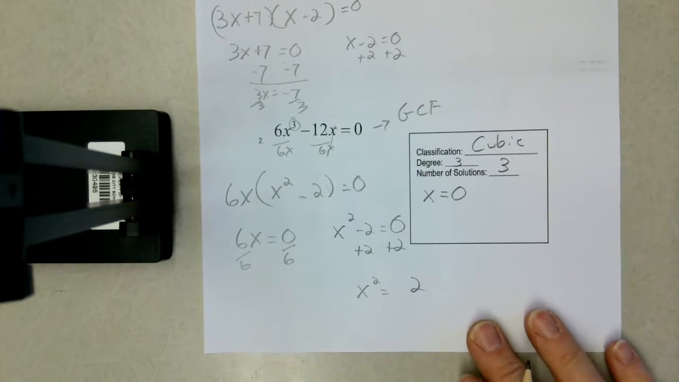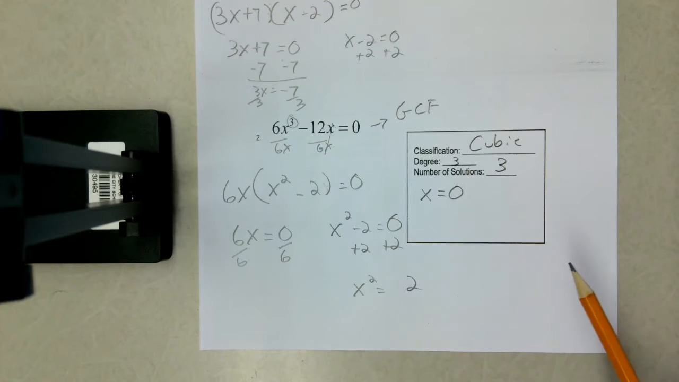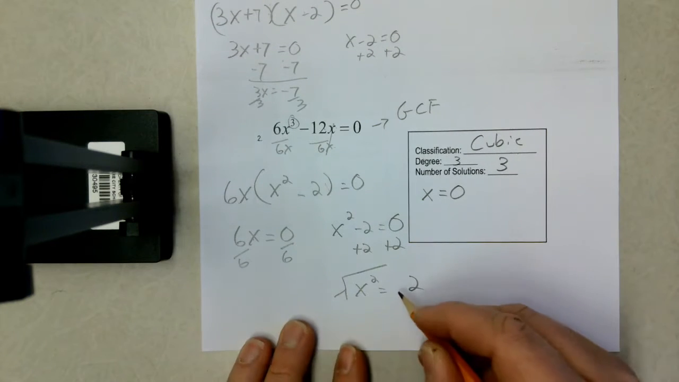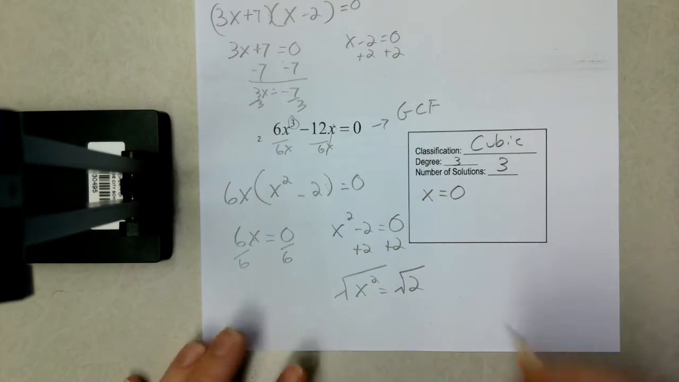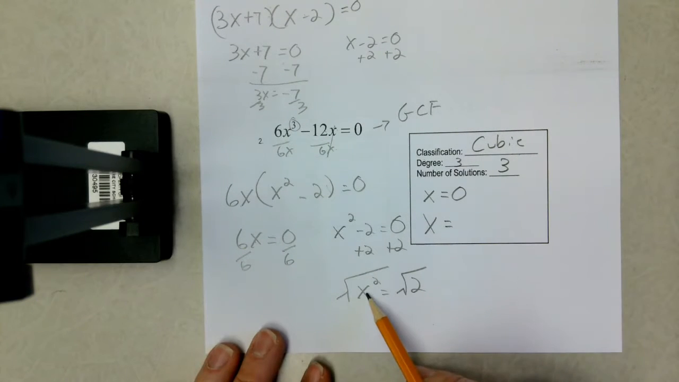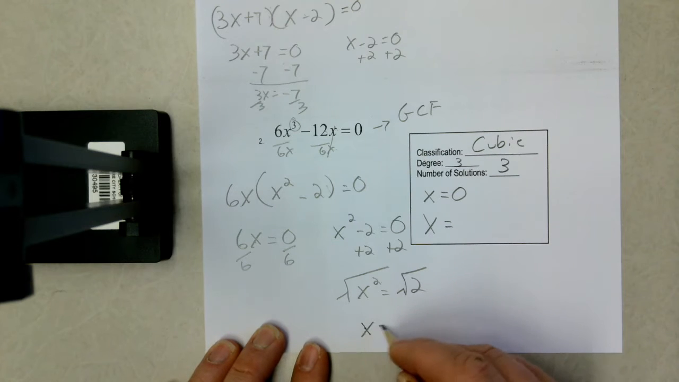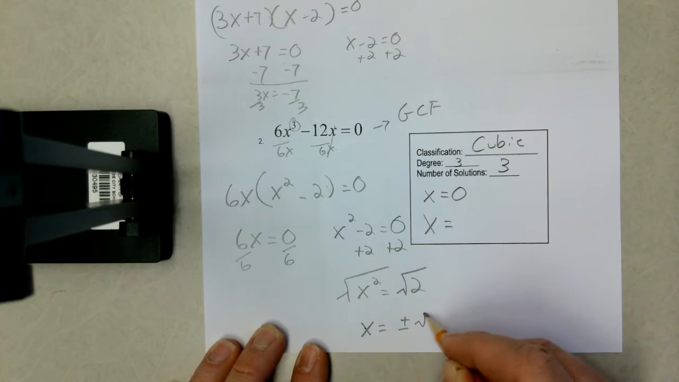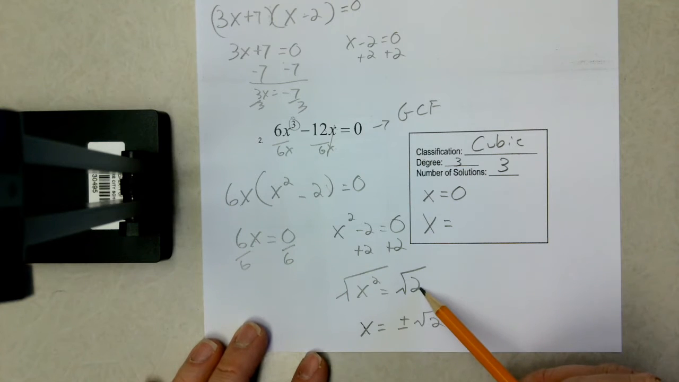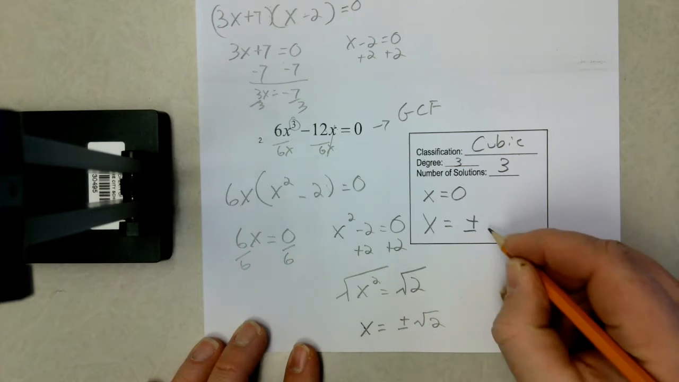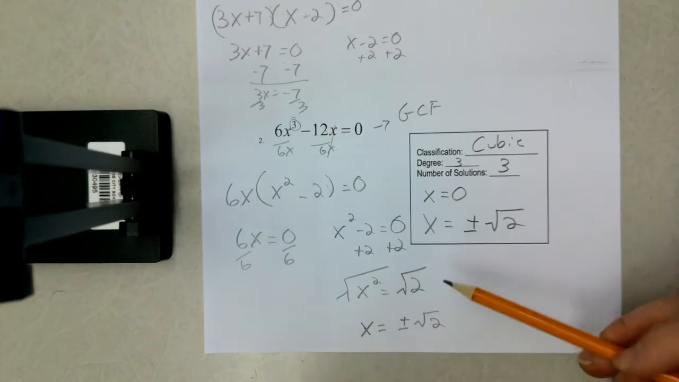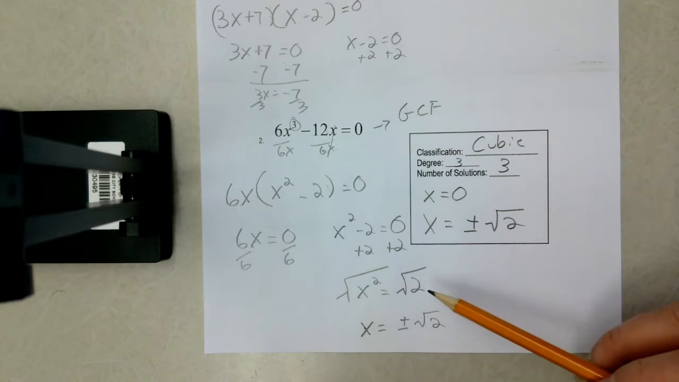Now that x squared, the x isn't technically by itself because it's being squared. So how I get rid of that is take the square root. So my other two solutions, because I do have 3, well, square root and square cancel out. So it's just x equals plus or minus square root of 2. Because whenever we take the square root of a positive number, it gives us 2 solutions, and there's my 3 solutions total. I can't simplify square root of 2 anymore, so that is done.